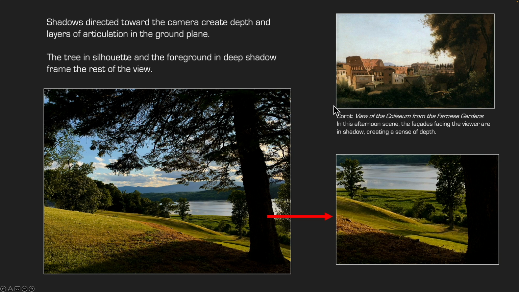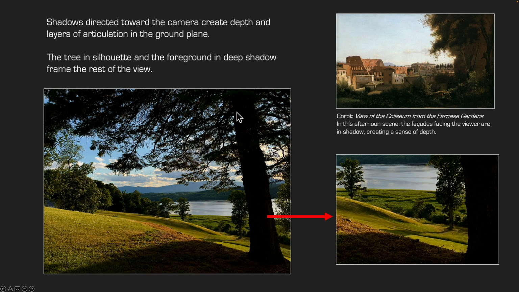And what I had in mind, of course, is this painting by Corot, which we've looked at before. And here he's got an afternoon painting. It goes from light to dark, light to dark. The dark facades are facing us. And note also that his full height vertical and the foreground are in shadow, which frame the overall composition.